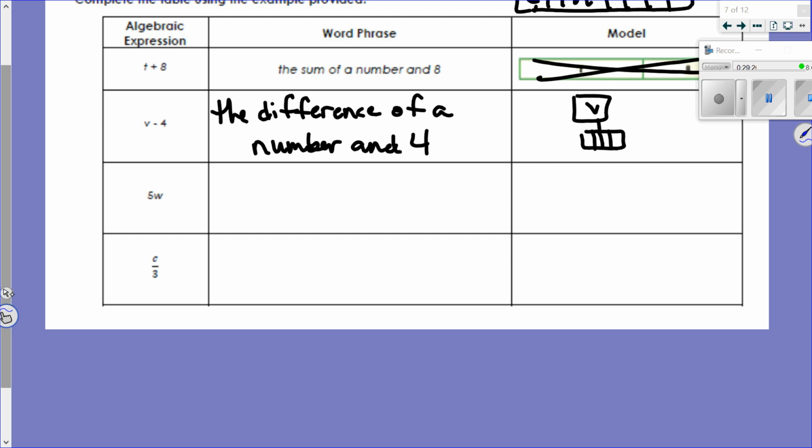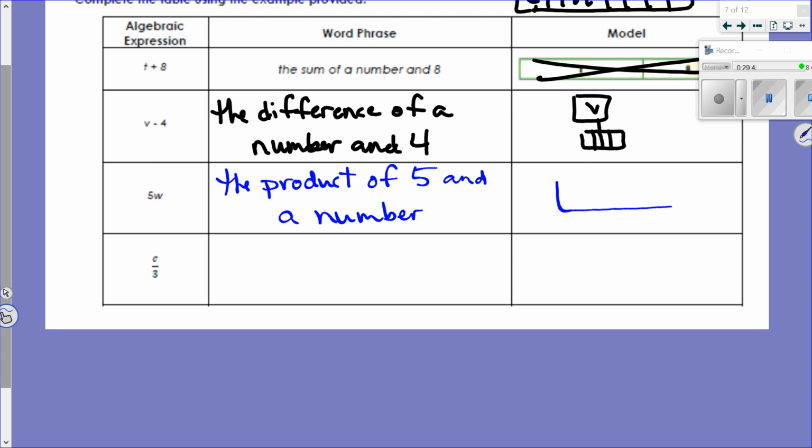Okay, the second one. What is this one? How do I say this one in words? What do you think, Sean? The product is 5 and a number. Awesome. And what does my model look like? Billy? Good. 5 squares, all of them have a W.